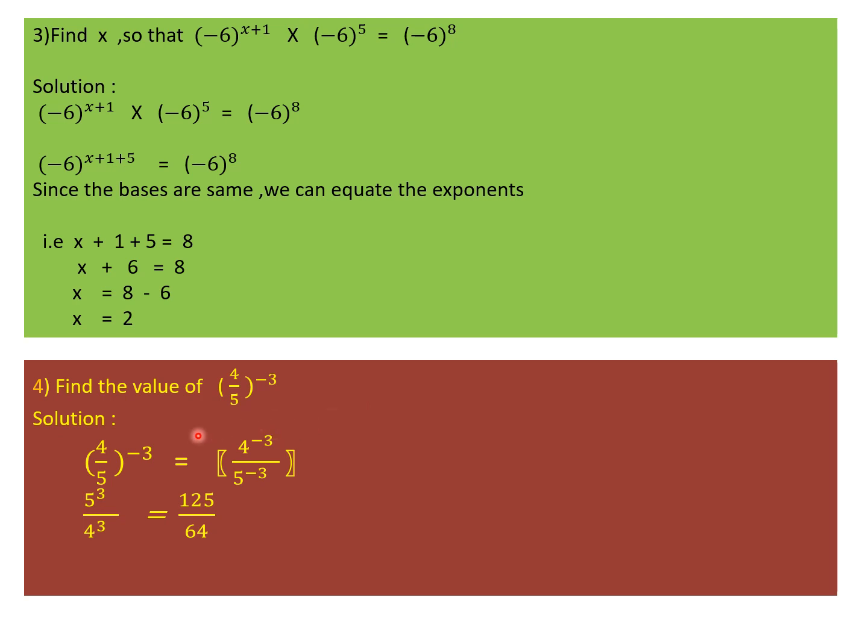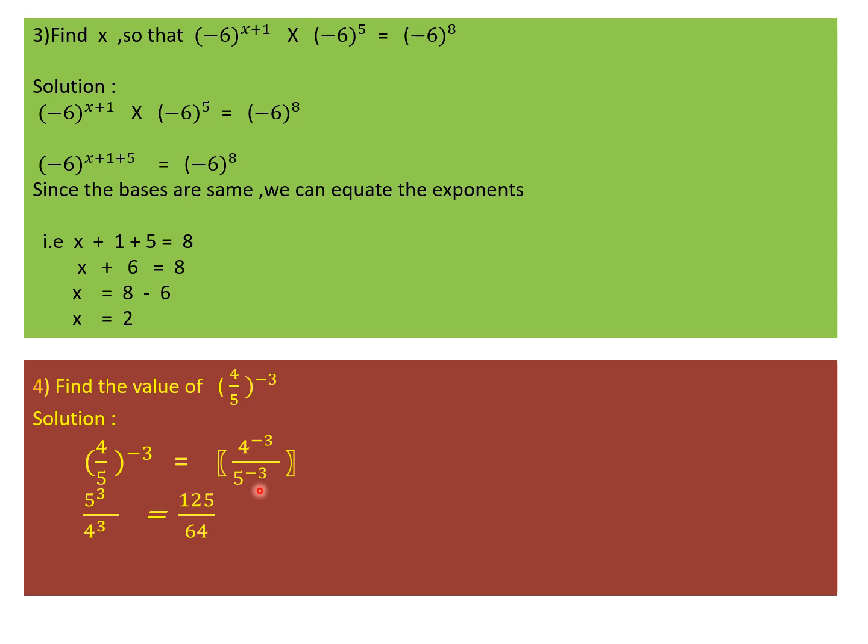Let me see what we are getting. First take (4/5) whole power minus 3. Now apply the power minus 3 for the numerator and denominator: 4 power minus 3 by 5 power minus 3. Now children, look at this: you can observe 4 power minus 3 can be written as 4 power 3 in the denominator, and 5 power minus 3 can be written as 5 power 3 in the numerator.